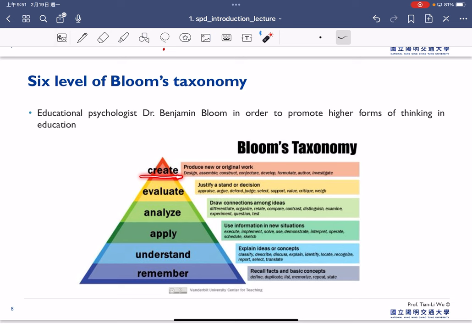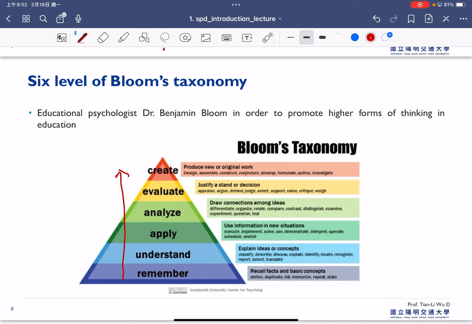So I think these six levels are pretty important. When you start to learn new things, you always have to keep this in mind that we always want to go from the bottom to the top. Once you learn new things, you can start to do the evaluation with a comparison of A and B. That means you have already reached a high level. And then the last one is always good to create.